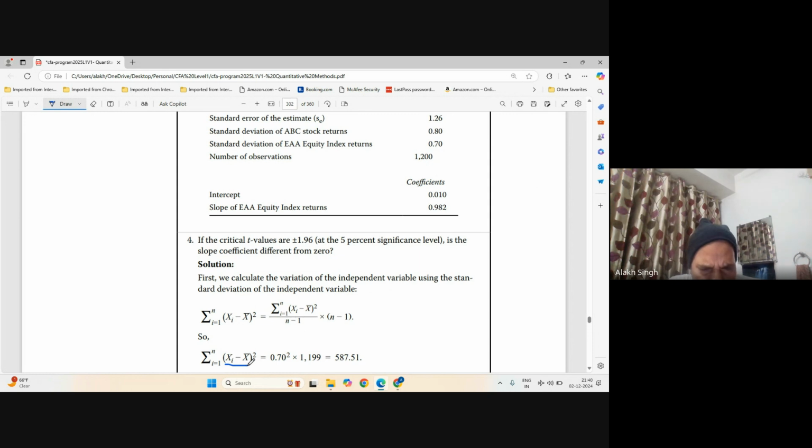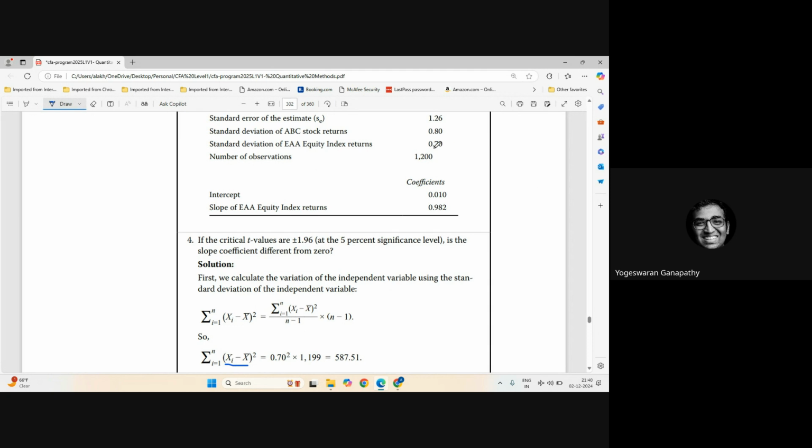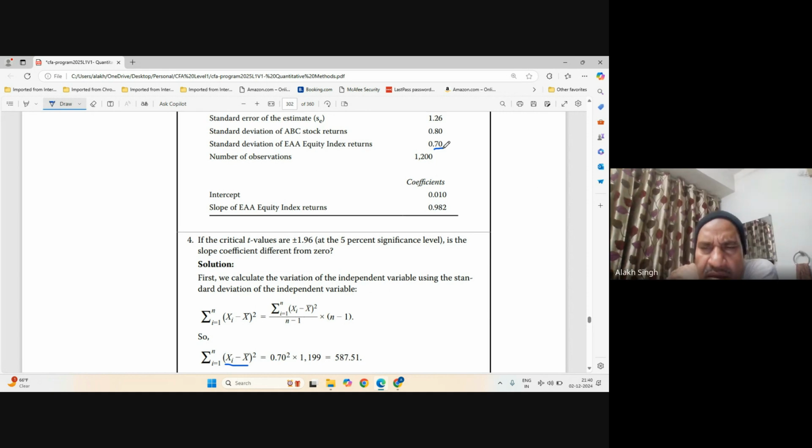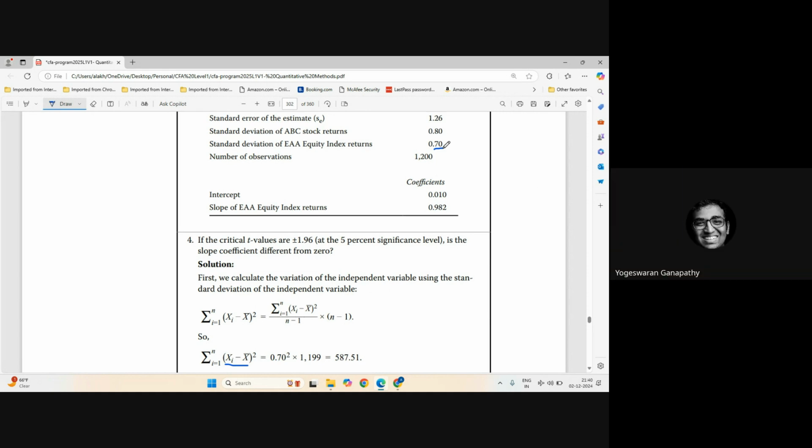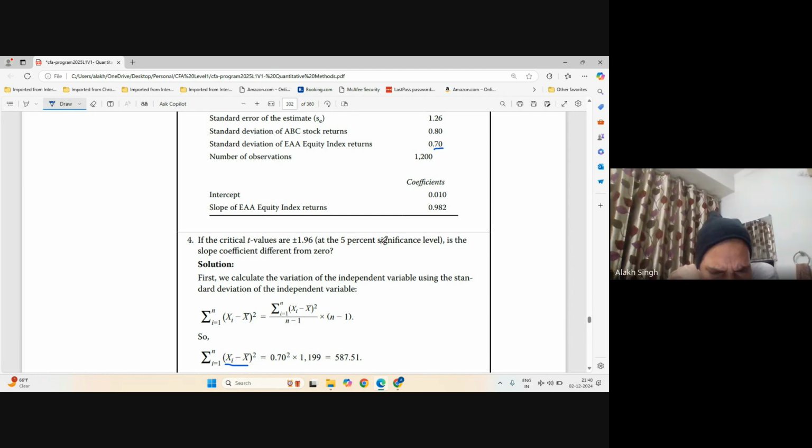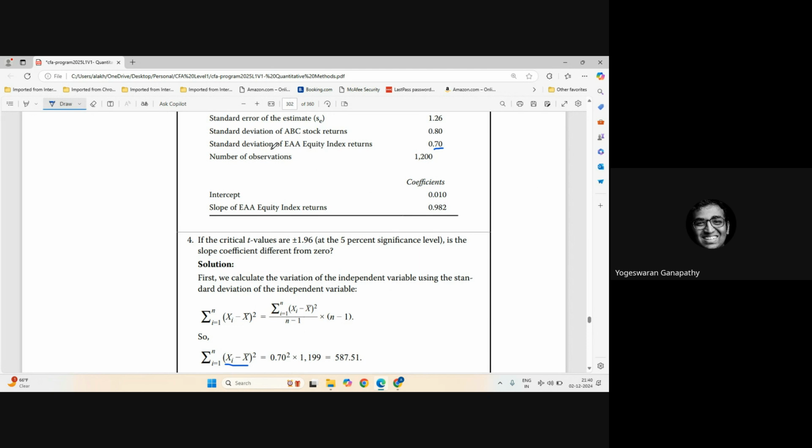So we still need to calculate this. How to calculate this? They have given the summation of (xi minus x bar) whole square divided by n minus 1, which is 0.7. No, sir, that is the root of that, right? And this one is a standard deviation. Yeah, it is the root of this variance value.